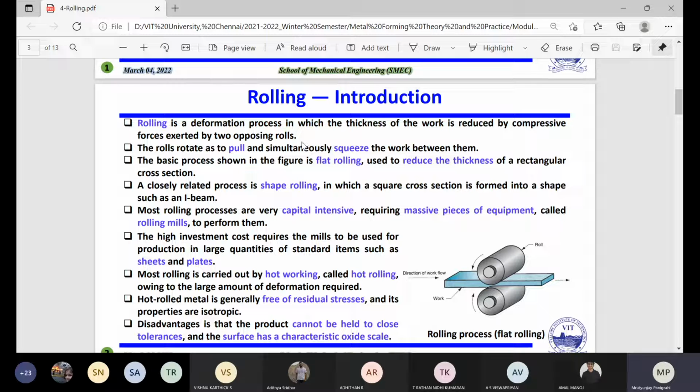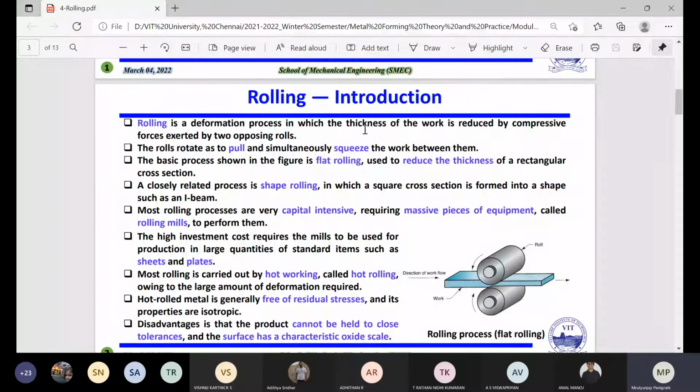So rolling is a mechanical deformation process in which the thickness of the work is reduced. If we see the schematic diagram here, you have two rolls, one on the upper side and one on the lower side, and the metal piece, normally a long piece. We are not thinking about small ones, because this kind of work is difficult to do accurately at laboratory scale, as I said in forging also. So you have to go to a company.